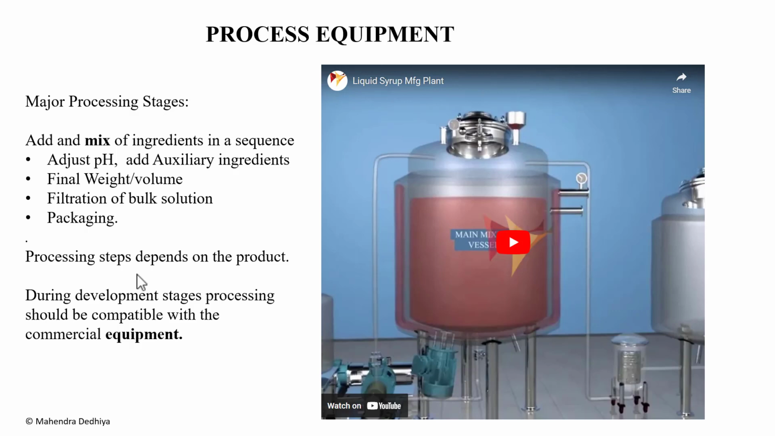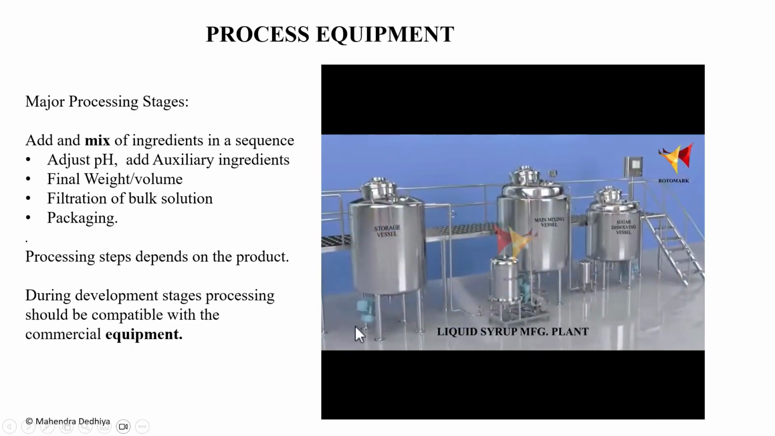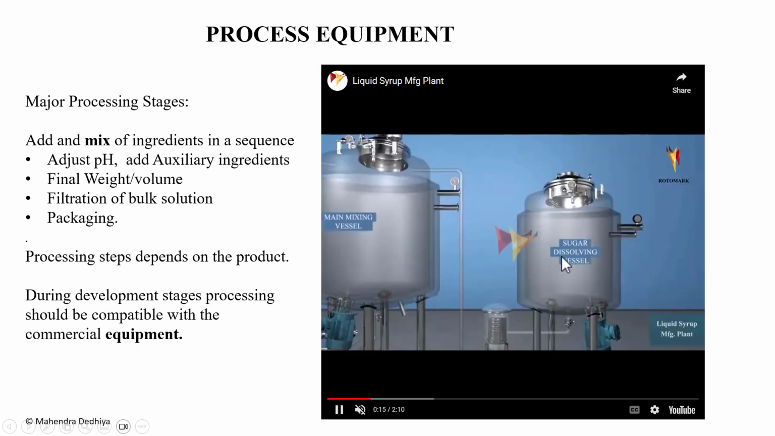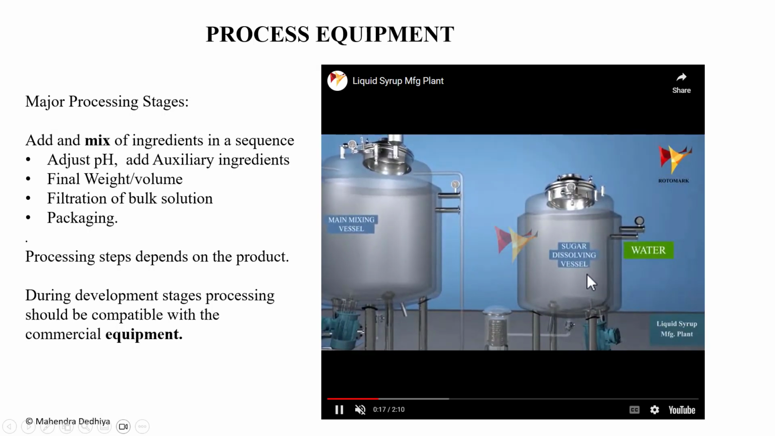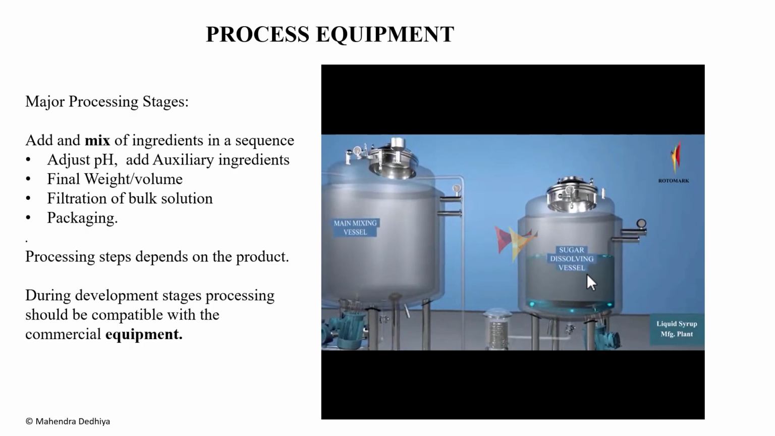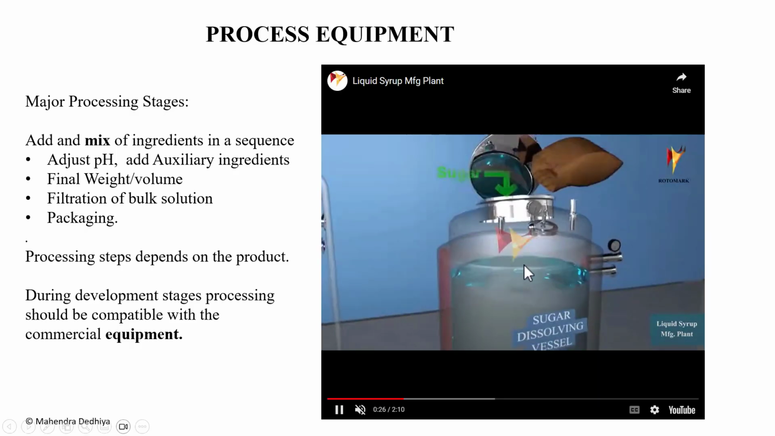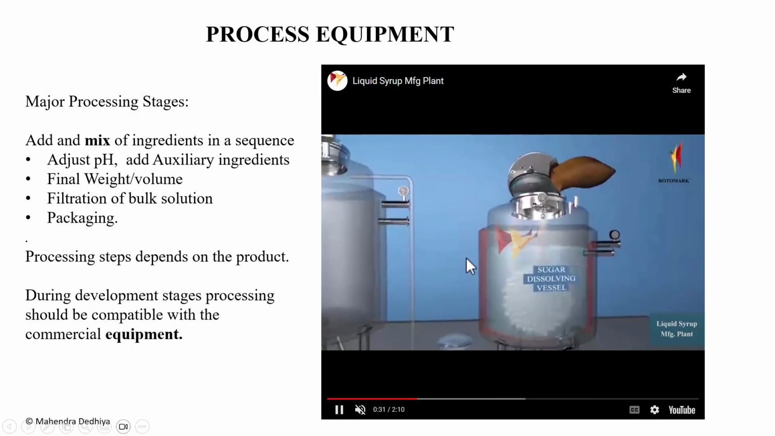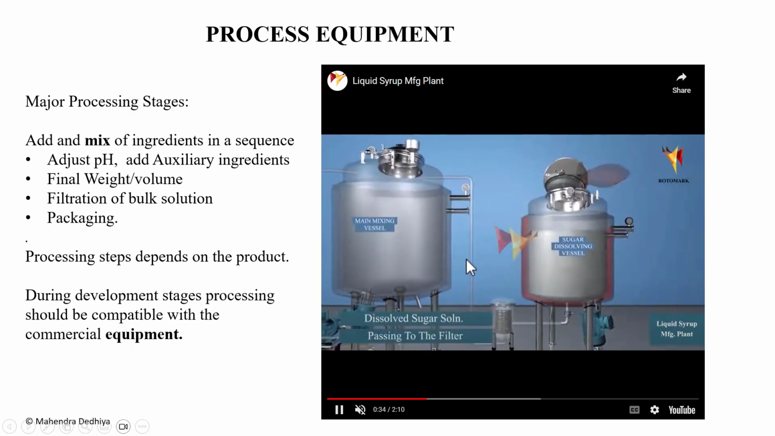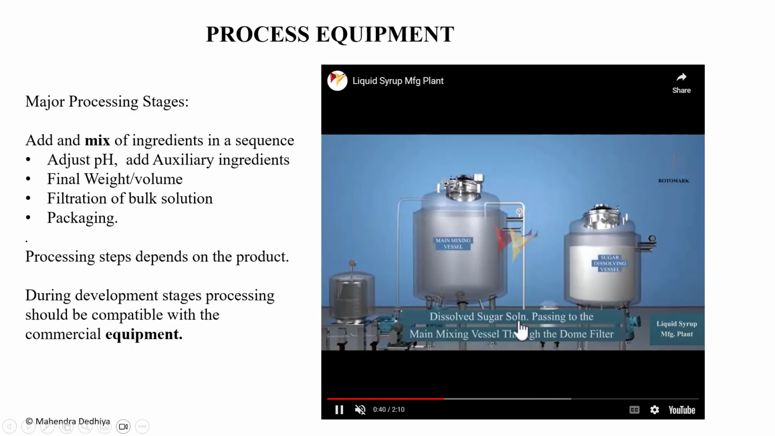Let's look at solution manufacturing. An example of a liquid syrup is used. The liquid syrup solutions contain sweeteners, sugar, and material dissolved in water. This mixer should be able to heat and cool with steam or with hot water. Sugar and sugar materials are dissolved and filtered.